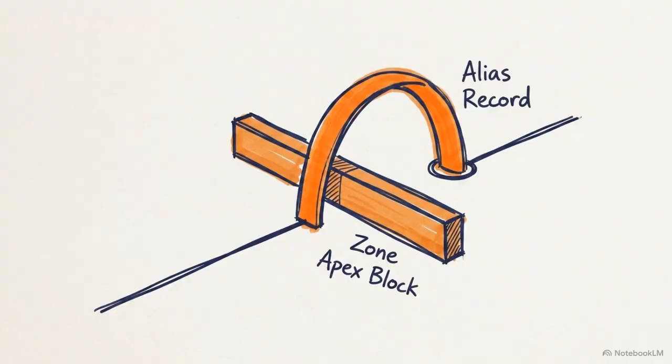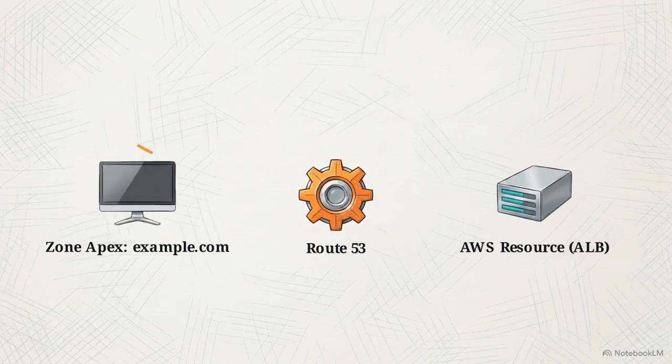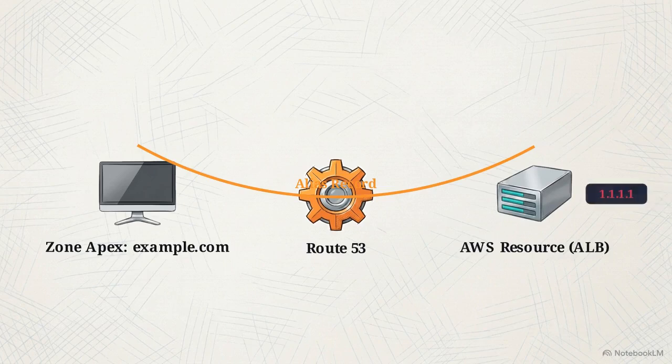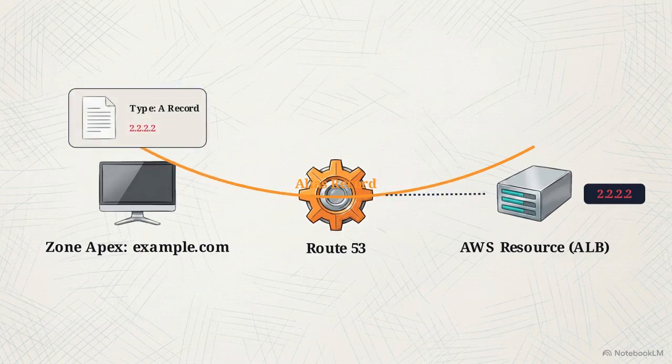AWS created the alias record as an extension to standard DNS specifically to bypass the Zone Apex limitation. Alias records allow you to point root domains at the Zone Apex directly to an AWS resource. Under the hood, Route 53 automatically tracks the IP address changes of the underlying AWS resource. When a query hits the alias record, Route 53 retrieves the current IP of the target, like a load balancer, and returns it directly to the client as an A or AAAA record.